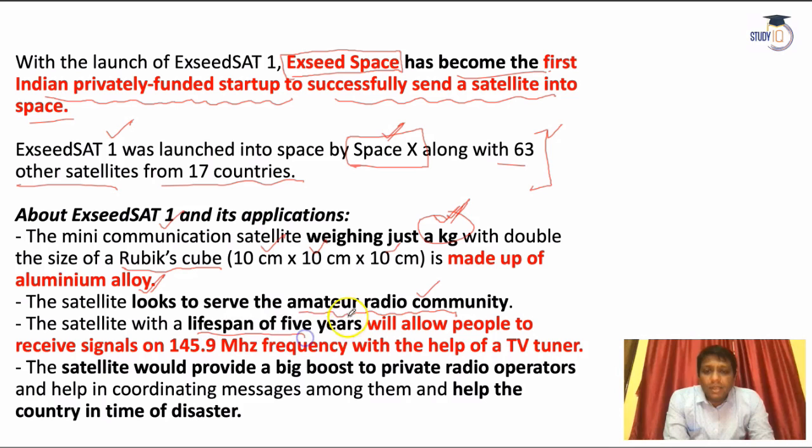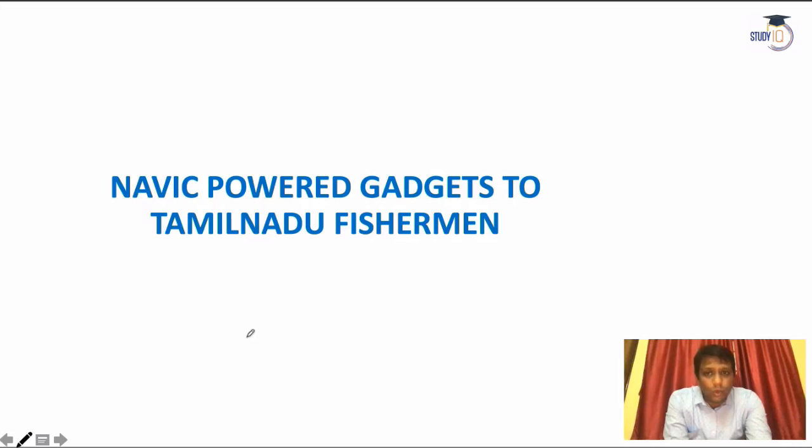Its total lifespan is hardly 5 years, and it will allow people to receive a signal at 145.9 megahertz frequency that will help to set up a television tuner. The satellite will also provide a big boost to private radio operators, and it will also be helpful for the country during periods of disaster. Okay, that is the application of CubeSat 1.